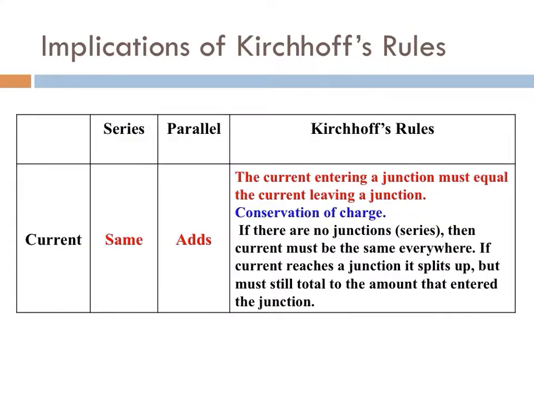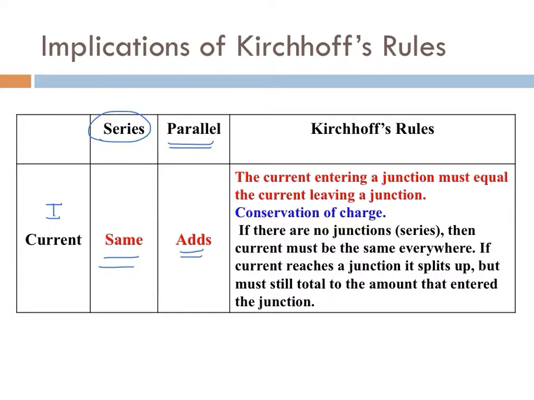And then again for current, which is represented by our I, for resistors that are in series, they have the same current that goes across them. Again, the charges or the electrons that pass through the resistor have to continue to pass through all other resistors. And if we have them in parallel, they are actually going to add up.